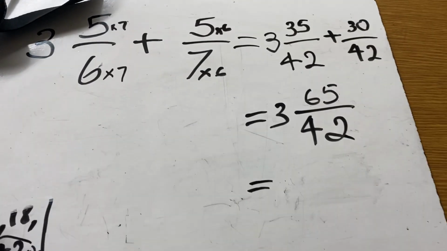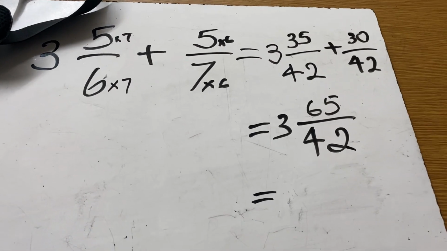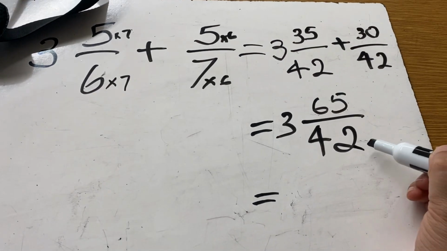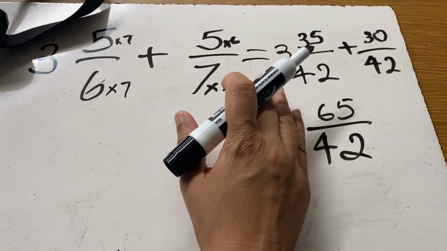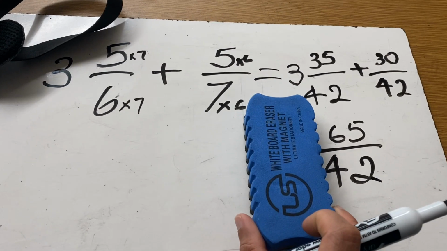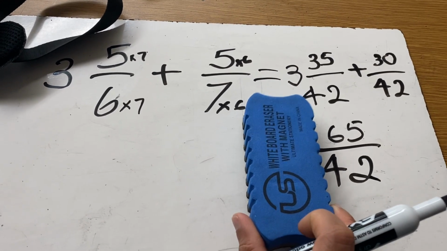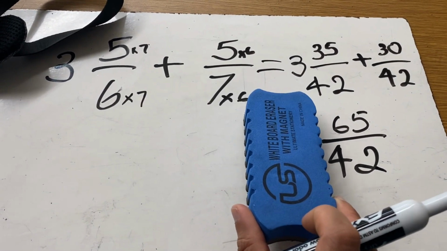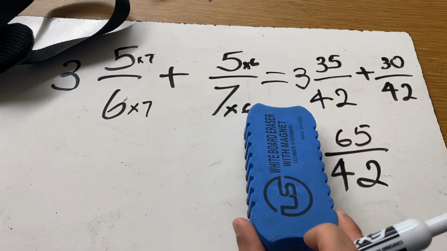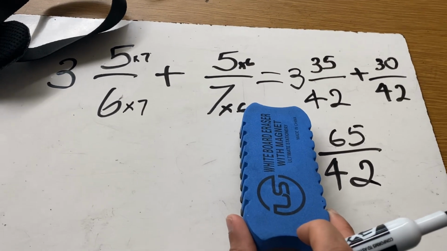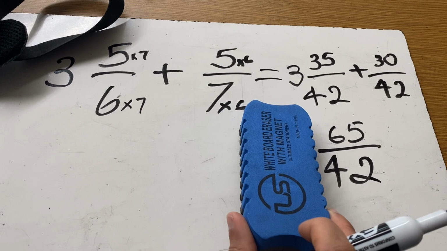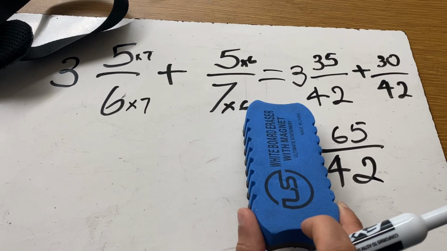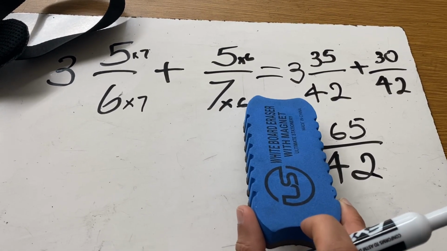Now, I have a video where I show you how to convert improper fractions to mixed numbers, because this is an improper fraction. If I cover the 3, 65 over 42 is an improper fraction. We need to convert that into a mixed number. So if you recall from the video, an improper fraction just tells you the total number of equal parts there are. So in this 65 over 42, there are 65 equal parts of 1 over 42, right? So we need to convert that into a mixed number, which shows us how many wholes we can make with that.